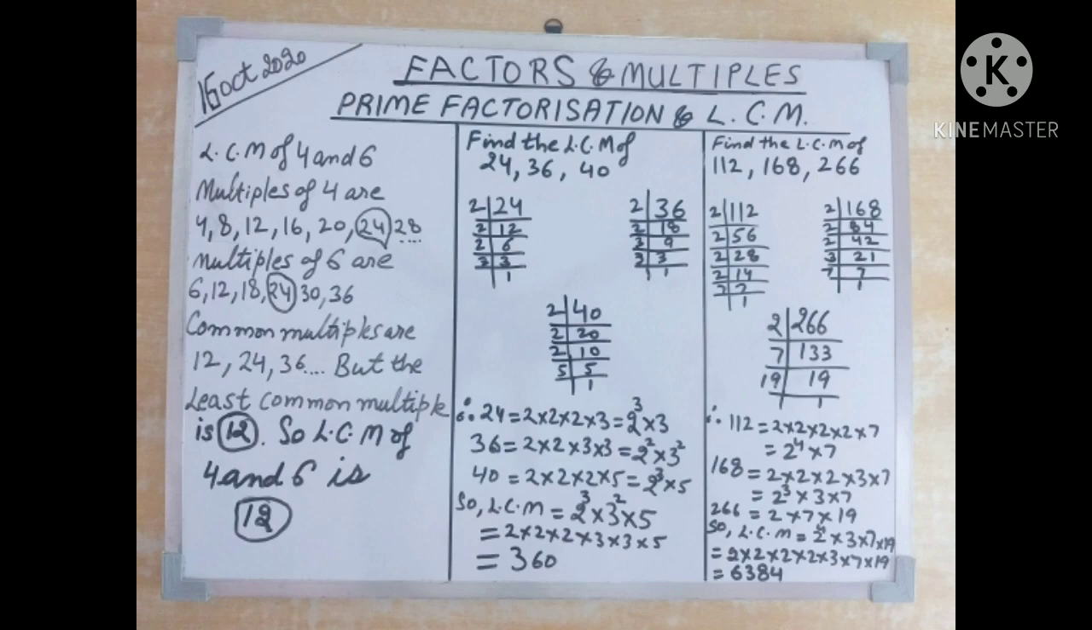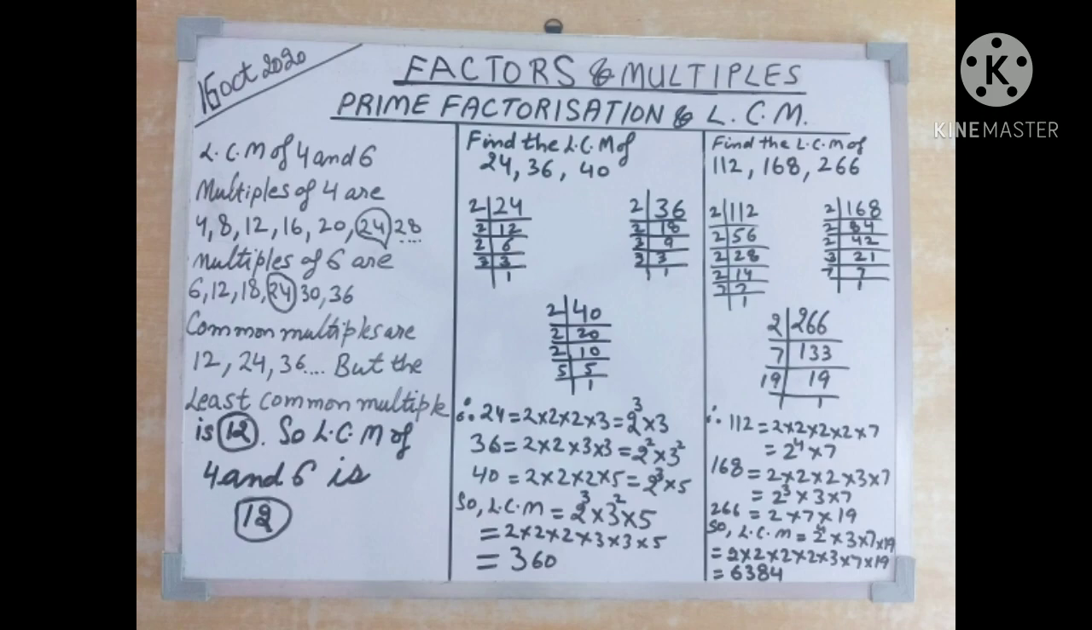So we write all the factors 2 into 3 into 7 into 19, and we see that the common factor 2 has the highest power as 4. So the LCM will be written as 2 power 4 into 3 into 7 into 19, right? So the final answer is 6384.